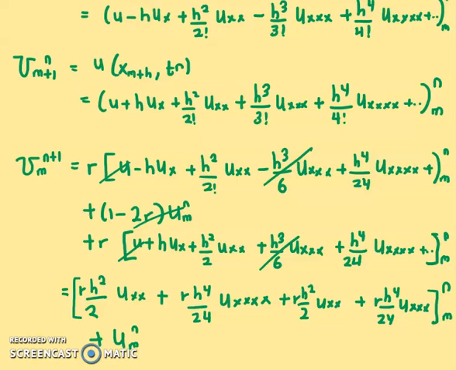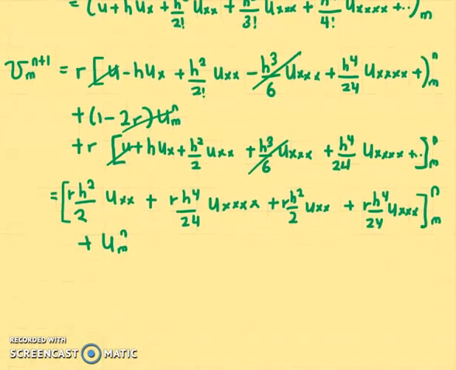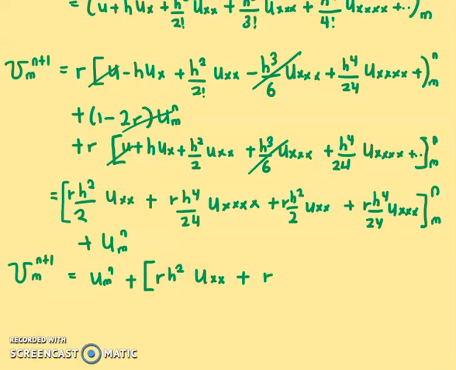Now I can simplify this. This will give me u_m^(n+1) equals u_m^n plus, what is r times h squared over 2 twice? It will give me r h squared u_xx, plus this plus this, we have r h to the 4 over 12 u_xxxx at m, n.